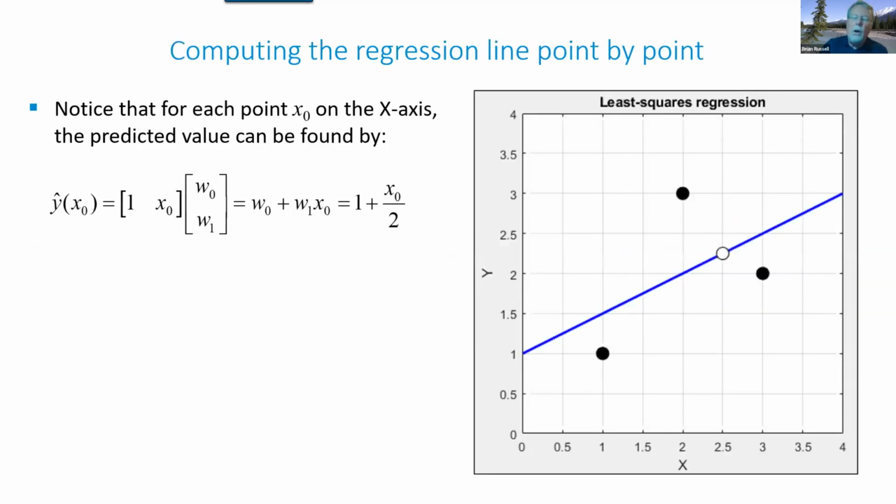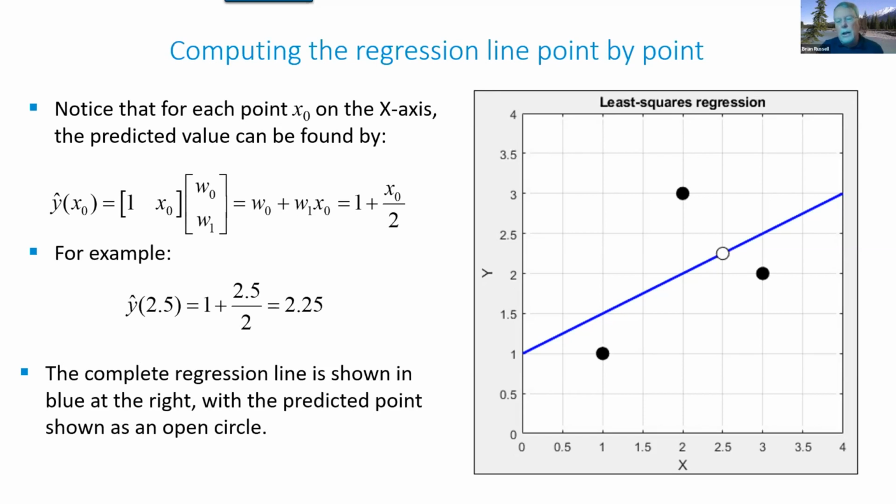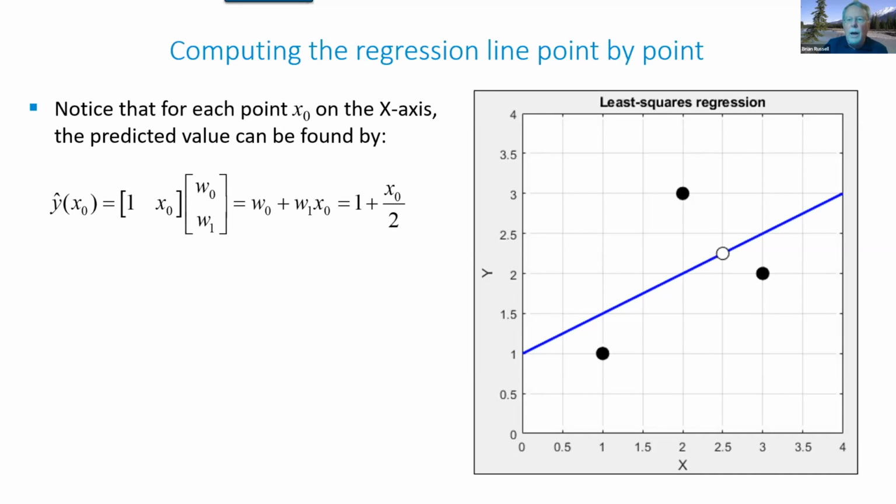There is another way. Before I get to that, note that if you've got a set of unknown points x0, for every x0 point, you can simply write the solution as 1, x0 times W0, W1. So that's the way to implement the actual solution. So for example, y of 2.5 is 2.25, as you can see there. And so this is the complete regression line. Those of you who are familiar with different programming languages will see that in my previous slide, I plotted it using Python. This one is from Matlab, where I actually do most of my coding.